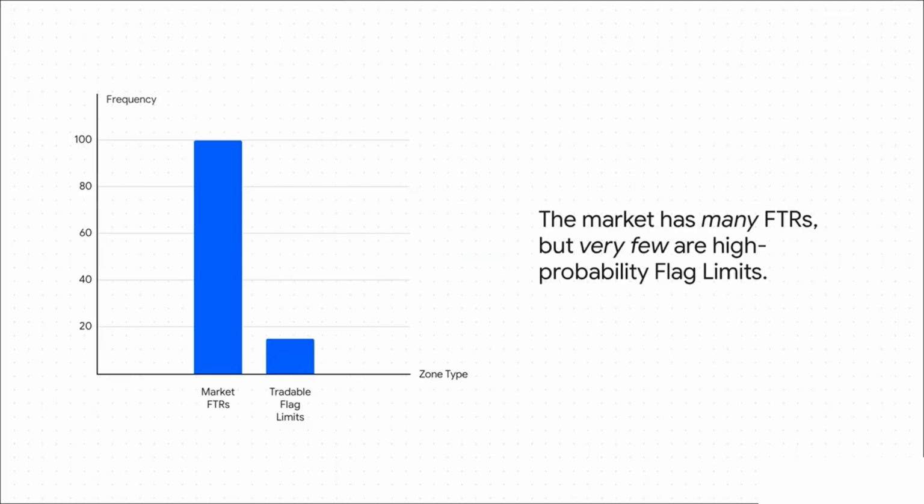And this really helps you see the concept. You're going to see countless FTRs all over your charts, these areas where price just took off and never looked back. But the number of true, tradable flag limits, the ones that get that special return trip for validation, is tiny in comparison. So the whole game, according to this method, is learning to ignore all that noise and focus only on these confirmed high-value zones.